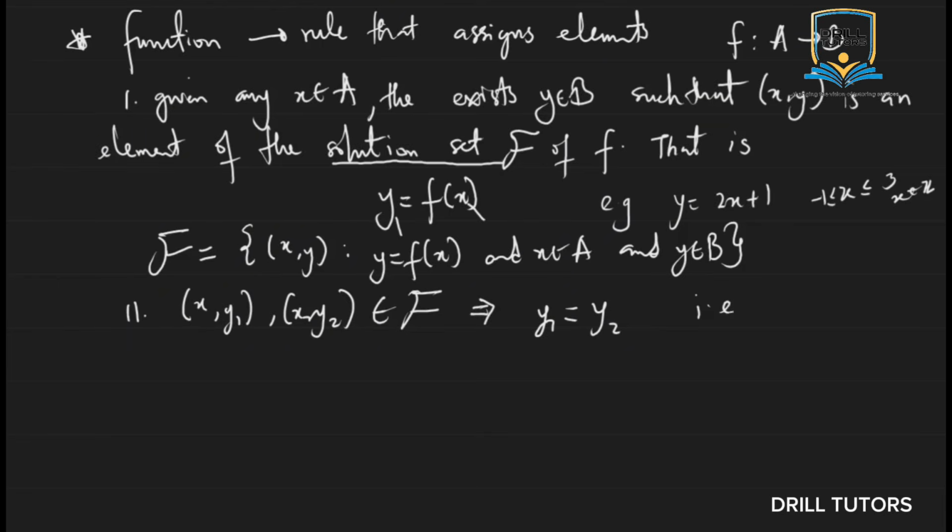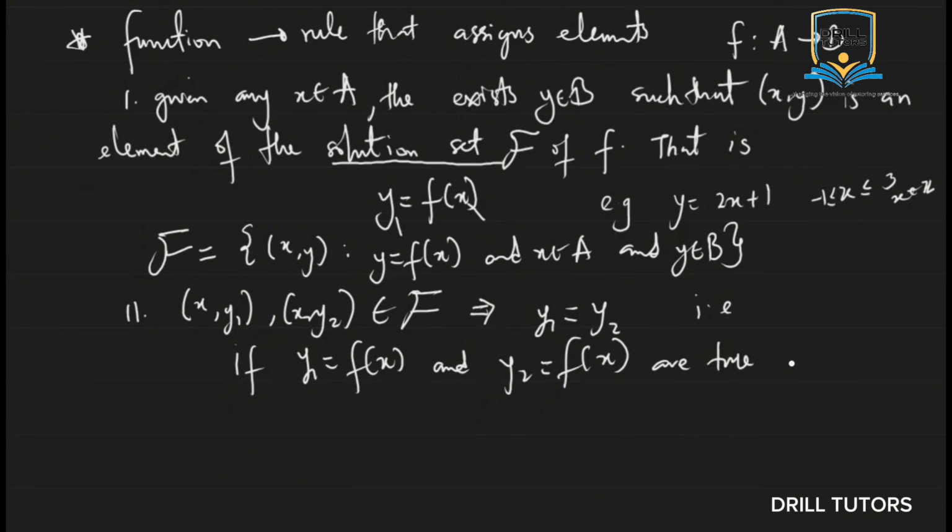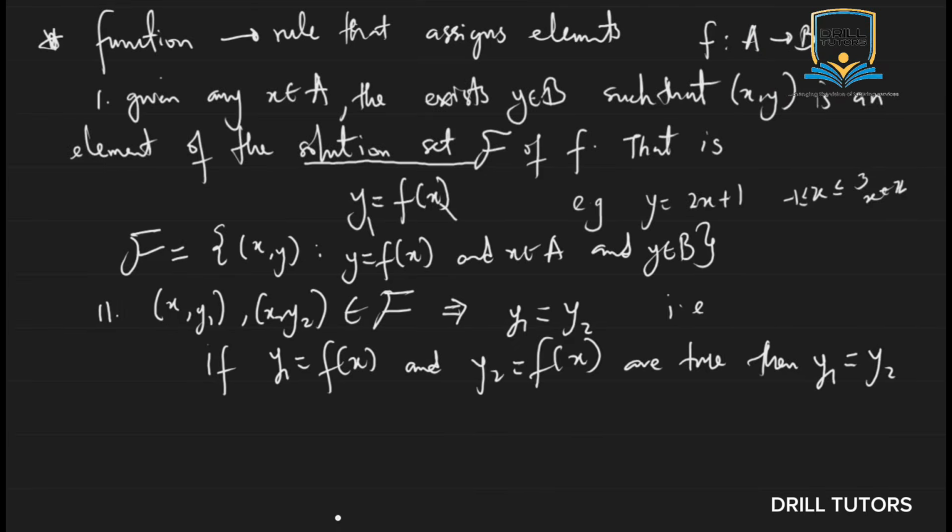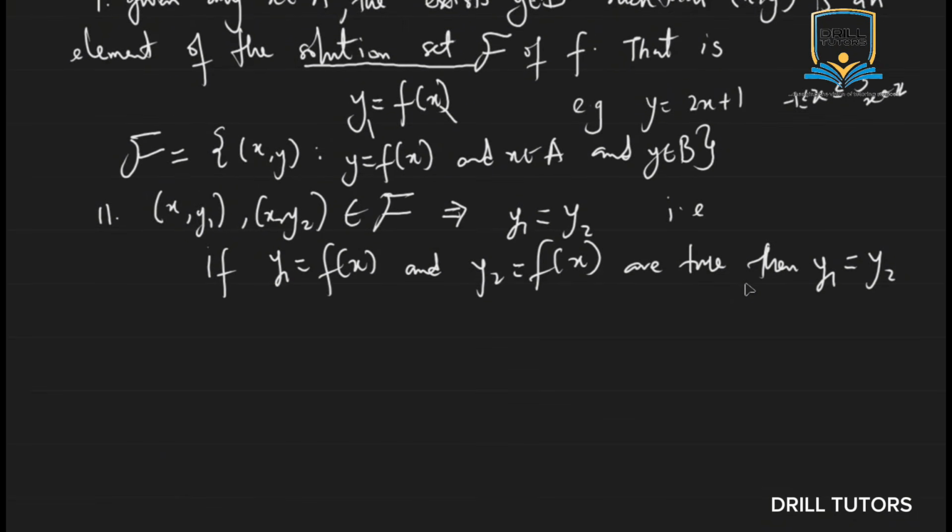That is, if you say y1 is equal to f(x) and y2 is equal to f(x), the same f(x), so you are telling me that 3 gives you a function of 1 and maybe 2 gives you a function of the same 1. Then, if y1 is equal to f(x) and y2 is equal to f(x) are true, then y1 is equal to y2. So it gives no chance for one to many.